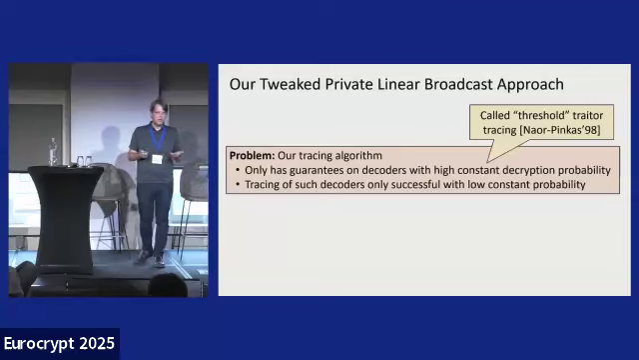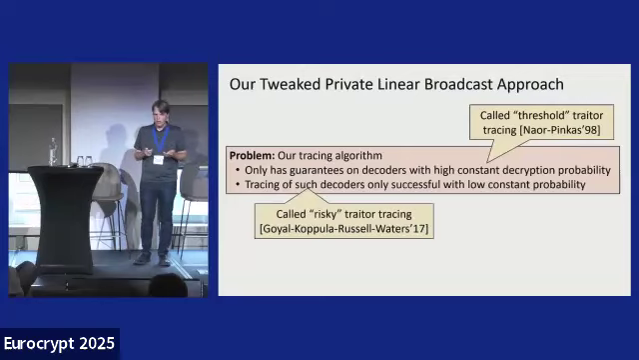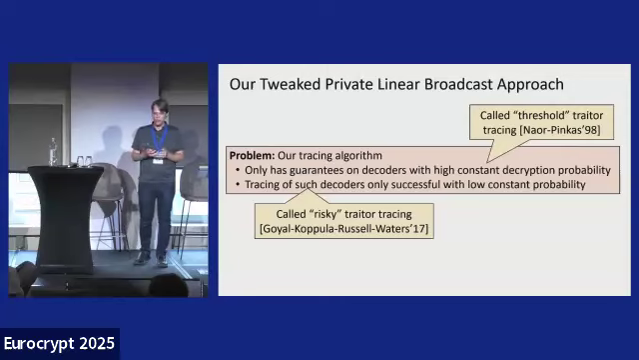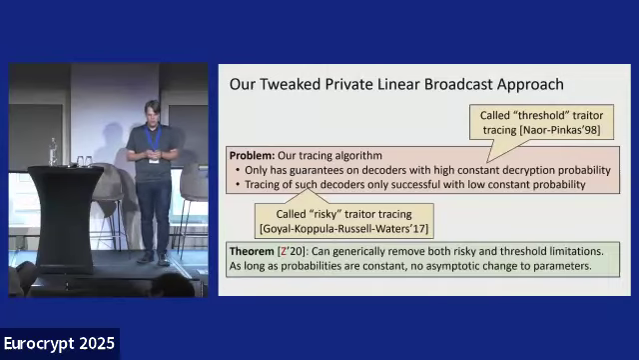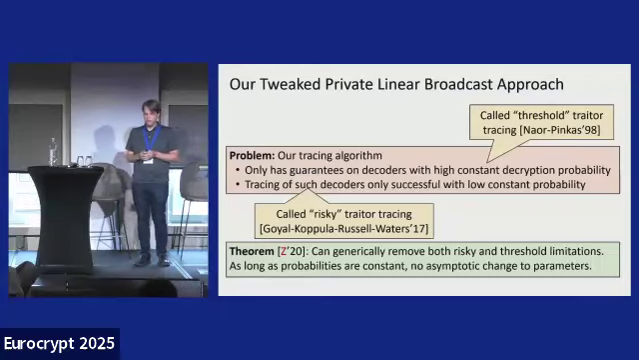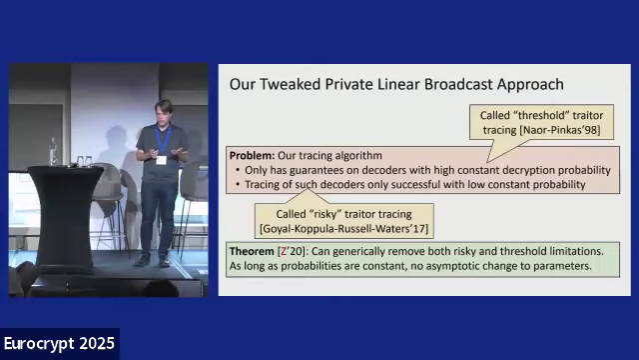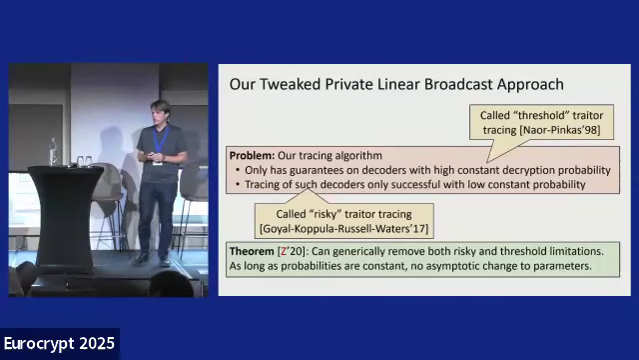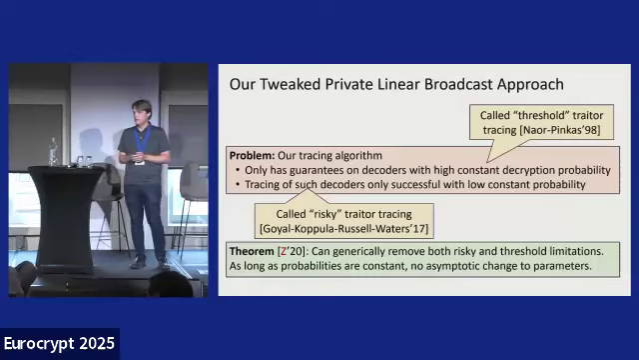The good news is that both of these concepts have been studied before in the literature and have names. So this restriction that we can only trace decoders with high constant decryption probability is called threshold tracing. And this restriction where you only have a low constant probability of actually tracing such a decoder is called risky traitor tracing. And the good news is that actually in some prior work we showed that you can generically eliminate both of these restrictions just with some constant or some blowup that depends on the security parameter, but it's completely independent of the number of users.